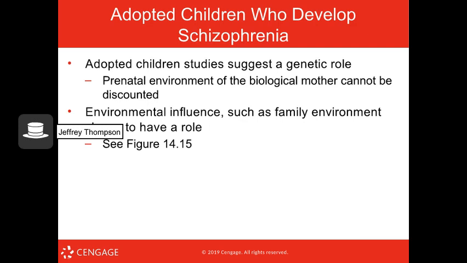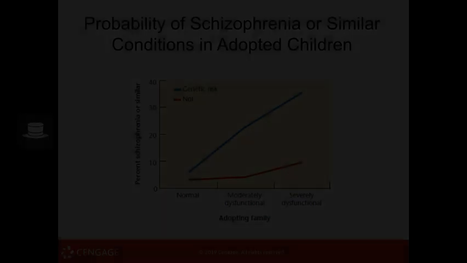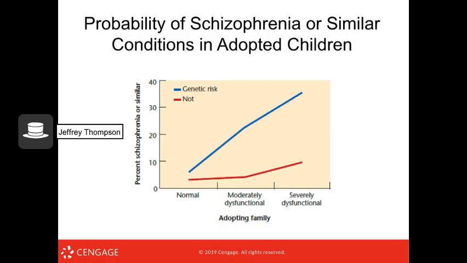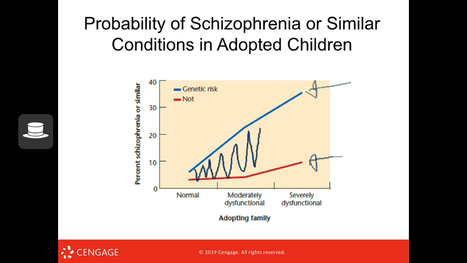So genes do have an influence, but as we'll see on the chart on the next page, environment also influences your likelihood to develop schizophrenia. So blue, people with genetic risk; red, people with no genetic risk. If you have the genes for it, then on average, you're more likely than somebody who doesn't to develop schizophrenia, right? We can see that difference. Now, if the family that adopts you is normal, there's a pretty low risk that you're going to develop schizophrenia, less than 10%. But moderate dysfunction in the family.